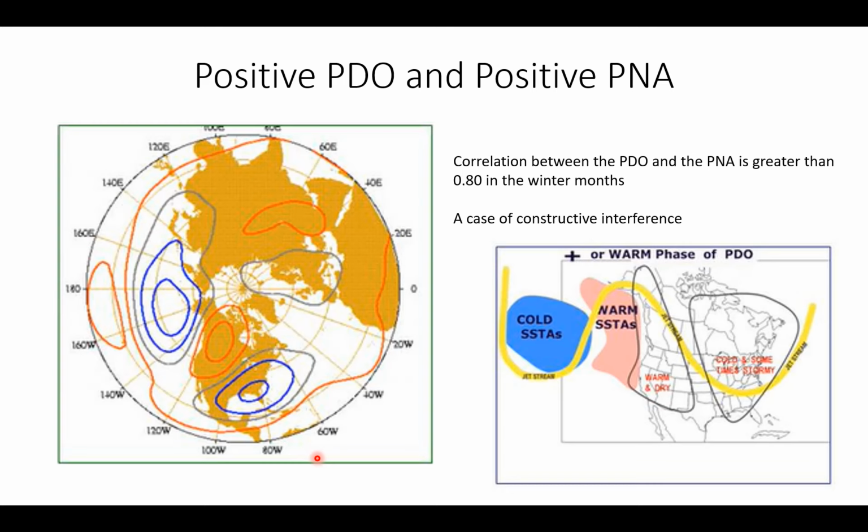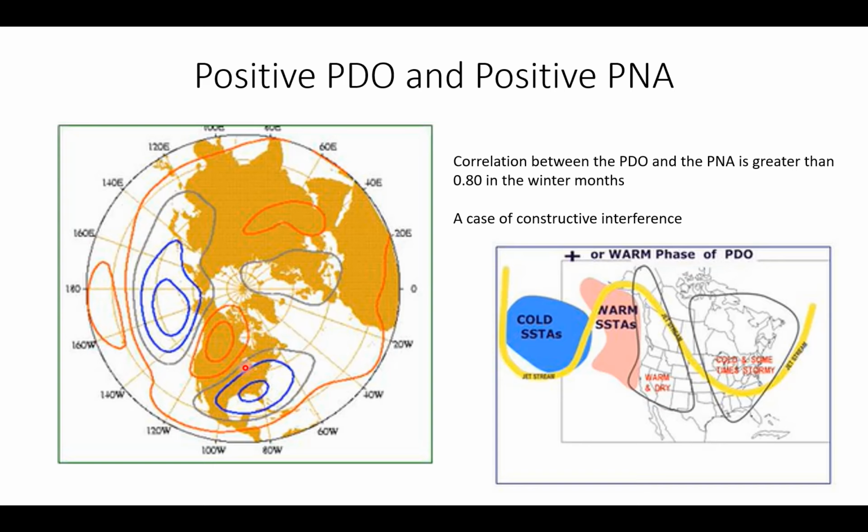Here are some graphic examples of a positive PDO and a positive PNA. We're going to first show you the example of the upper air heights at 500 millibars on the left. The blue lines indicate lower than normal heights, and the red lines indicate above normal heights. So the blue lines are associated with below normal heights and an upper level trough pattern. The red lines represent an upper level ridge, warmer and drier than normal conditions.